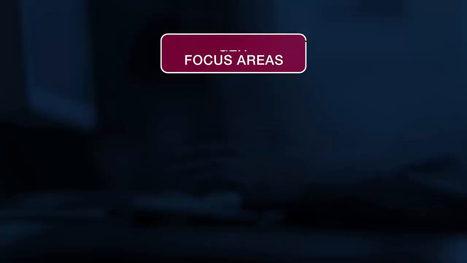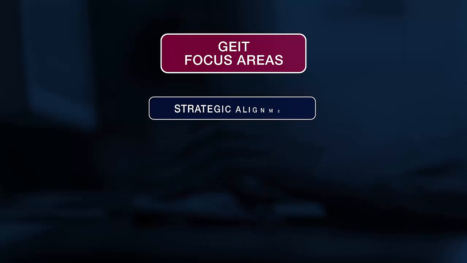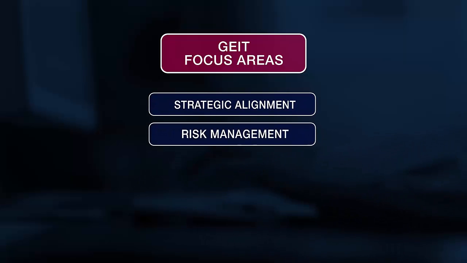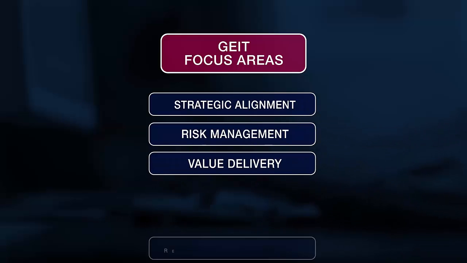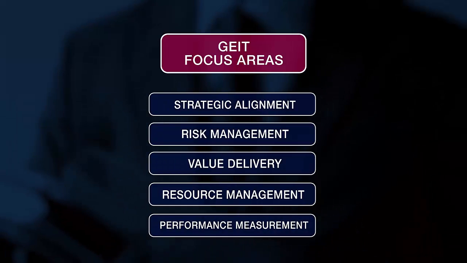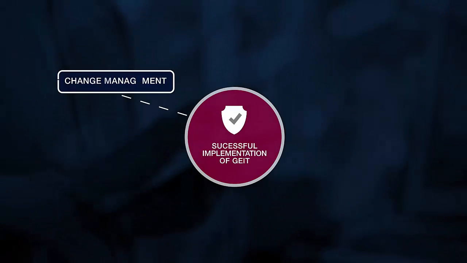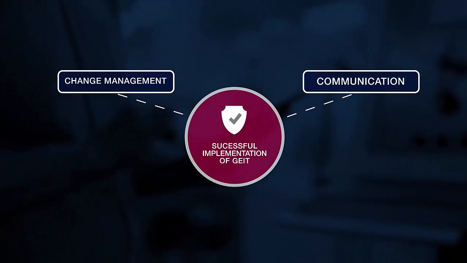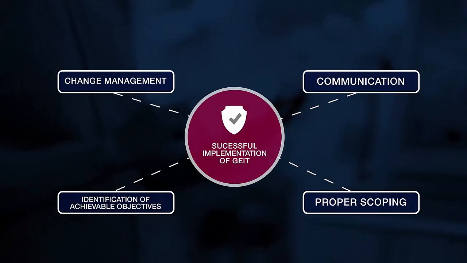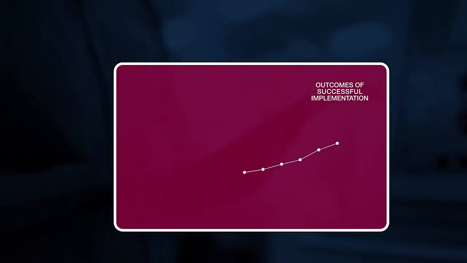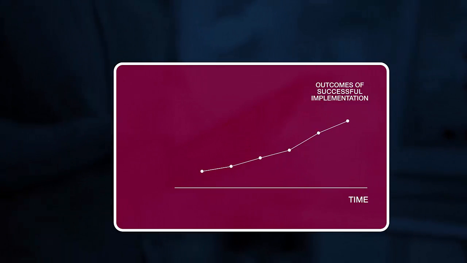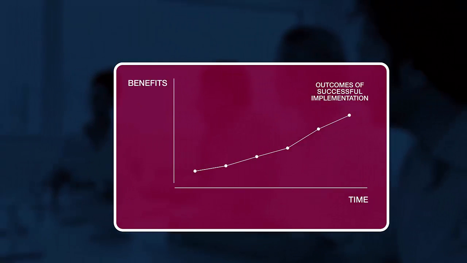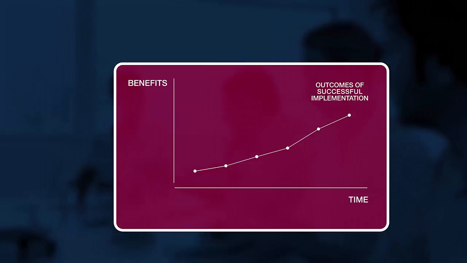GITE initiatives must take a balanced and holistic view of the 5 GITE focus areas: strategic alignment, risk management, value delivery, resource management, and performance measurement. Successfully implementing GITE depends on several factors: change management, communication, proper scoping, and identification of achievable objectives. The outcomes of a successful GITE implementation produce both shorter-term tangible benefits, such as reduced cost, and longer-term benefits, such as enhanced management of IT-related risk.